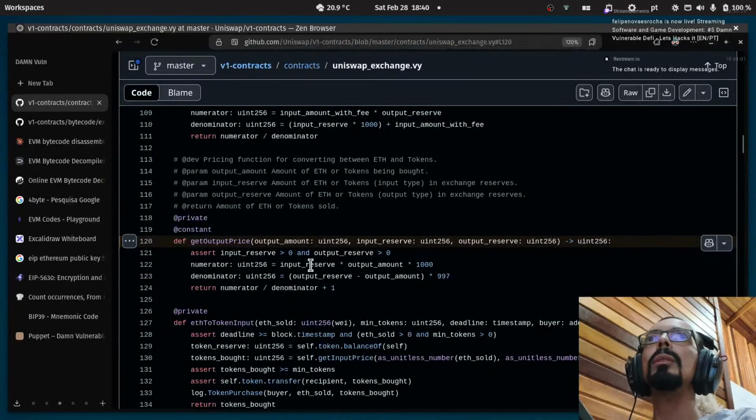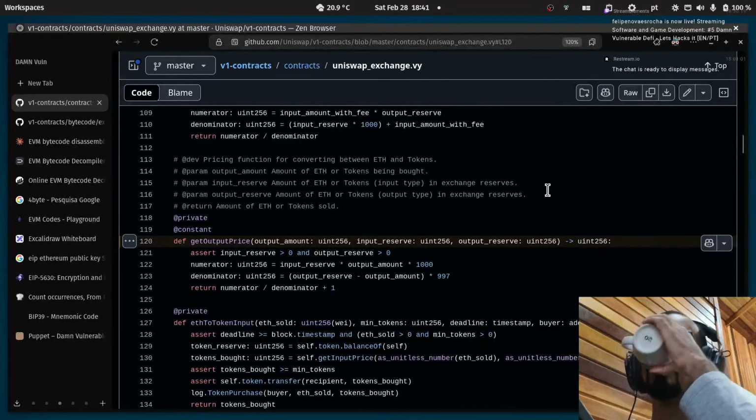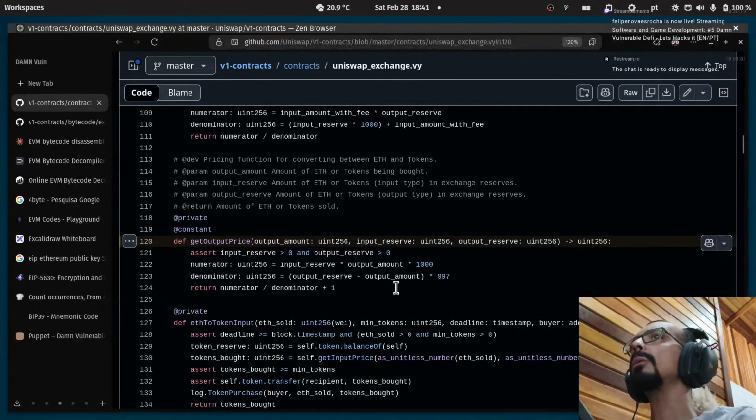So that's input reserve. Let's say that's 1 plus 1. It's not plus, it's multiply by 1000. Then we get the numerator. And then we have output, last output amount. I think that's fees, right? It's a weird way to do fees.